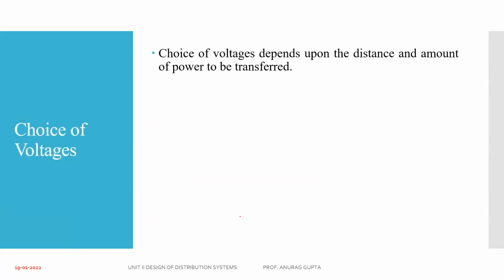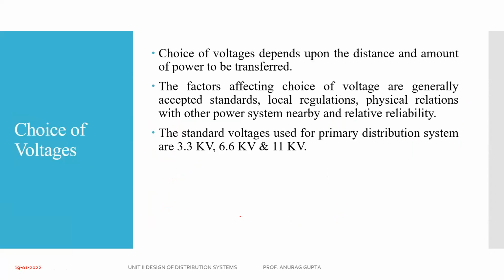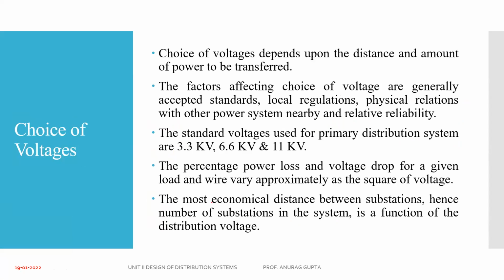Okay. So already I've said choice of voltage. We have already said that if we are talking about the primary feeder, that means the primary distribution system, we have to take 3.3 kV, 6.6 kV, and 11 kV voltage. So choice of voltage depends upon the distance and amount of power to be transferred, which I've already discussed.